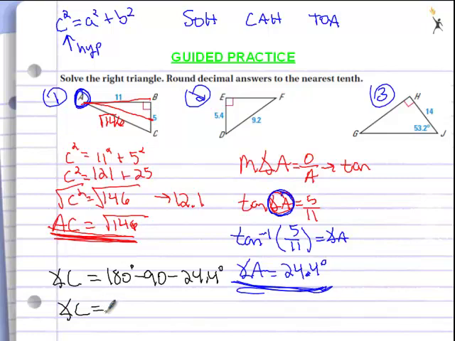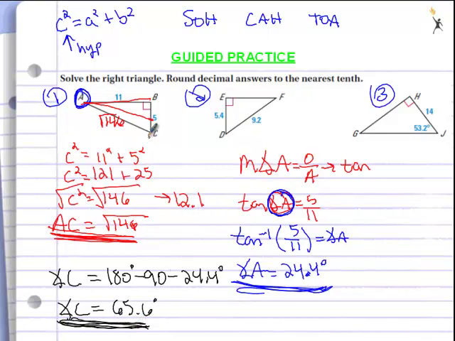Angle C, therefore, is, I'm just going to punch this on my calculator, 180 minus 90 minus 24.4. And I get angle C to be 65.6 degrees. Now, it says solve it. It says solve the right triangle, solve for the missing pieces that you don't know.